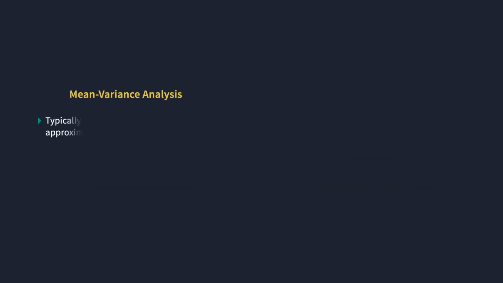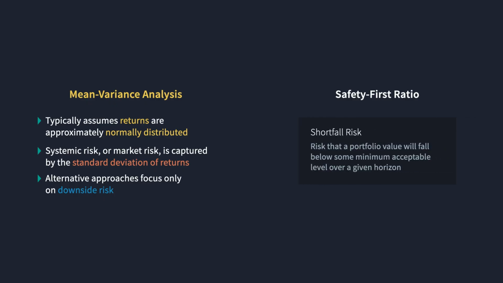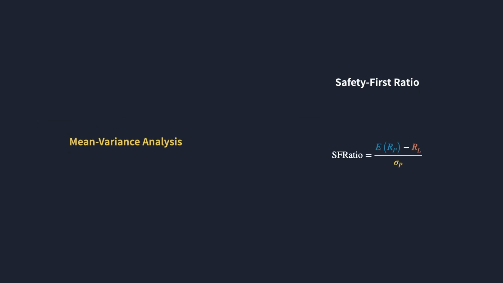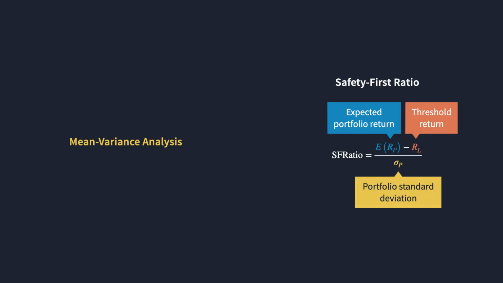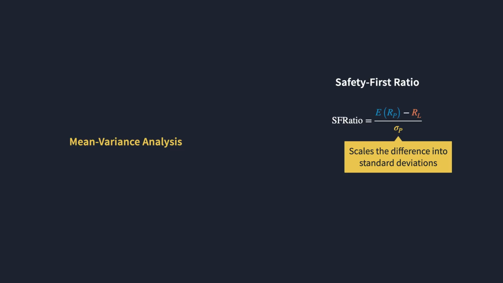Mean variance analysis typically assumes returns are approximately normally distributed. Systematic risk, or market risk, is captured by the standard deviation of returns, but alternative approaches focus on only the downside risk. One example is the safety-first ratio. This measures the shortfall risk, which is the risk that the portfolio value will fall below some threshold level. The safety-first ratio is calculated like this: the expected portfolio return minus the threshold level, divided by the standard deviation. This scales the difference between the expected return and the threshold level into standard deviations.